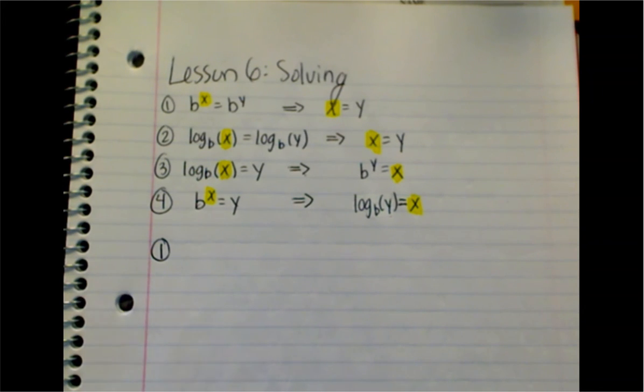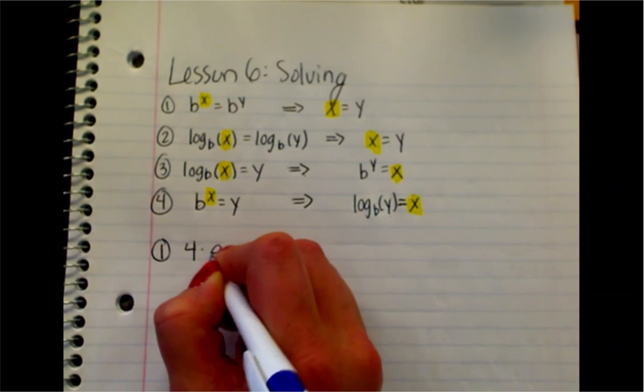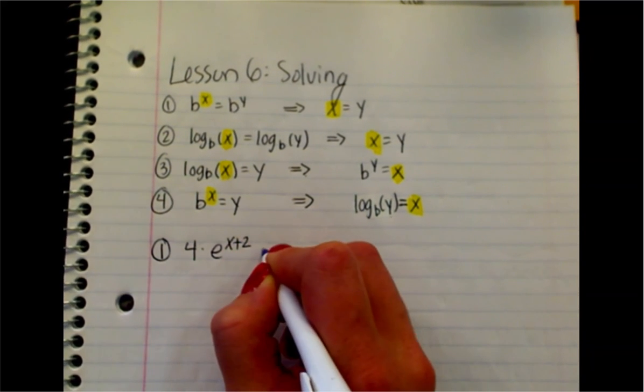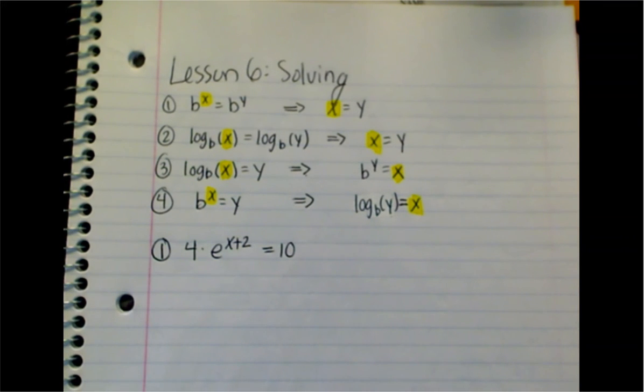We're going to do 2 questions. 4 times e to the x plus 2 equals 10. Right, we're solving for x. How many exponentials do you have? 1. Category 4. There's only 1 exponential. How am I going to solve this?